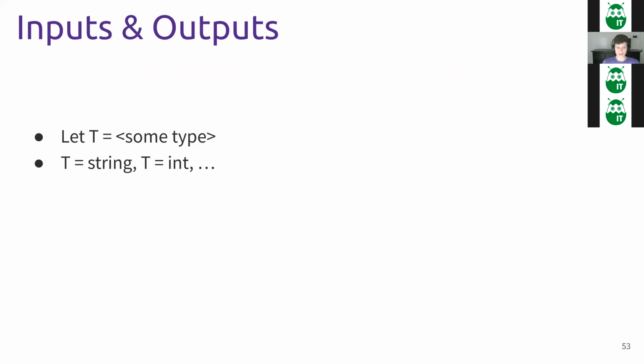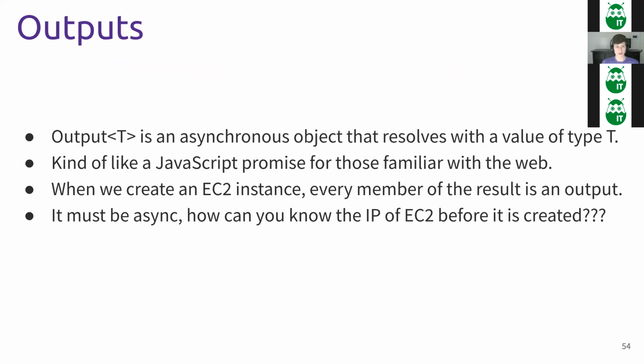So we're going to get into some very light type theory. If you haven't seen this before, it's okay. We'll explain it every step of the way. So let's think of T symbolically as some type. T is maybe a string, or maybe T is an int, or maybe it's an array of strings, or perhaps it's a struct, right? So T is just some raw concrete value.